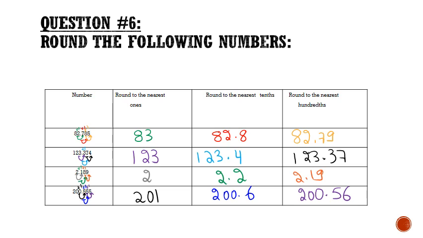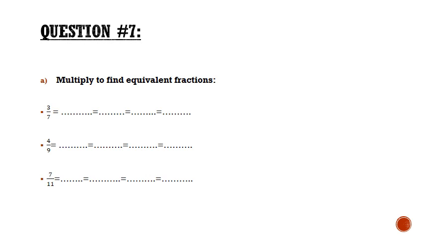Yes! Excellent. Let us go to question number 7. Now, in question number 7, you need to multiply this fraction in order to make equal fractions, okay? Reem, can you do the first one with me? What do you think I should multiply by? 10. By 10? So I should multiply up by 10 and down by 10. So what do I get? 30 over 70.